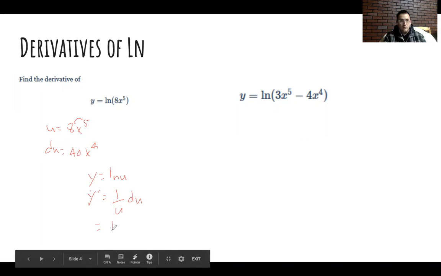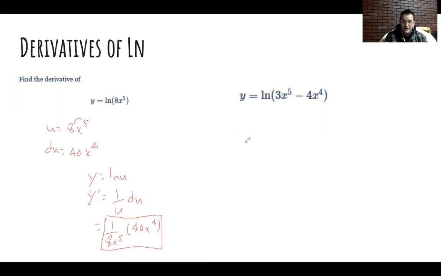So I write this as 1 over 8x to the 5th times 40x to the 4th. And Delta Math will accept the answer in this format. All right, let's look at a little more complicated expression. It's still the same idea. So I write my u. What's after the "of" in natural log is 3x to the 5th minus 4x to the 4th. And then my du is going to be 15x to the 4th minus 16x cubed.